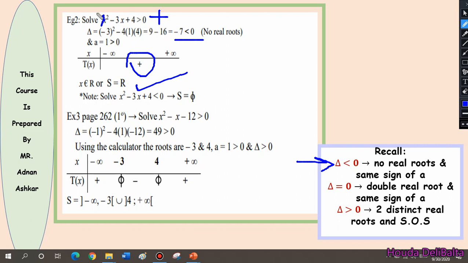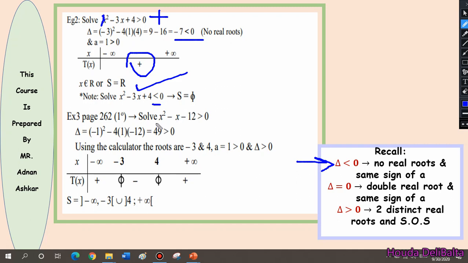Now note, if the question was to solve x squared minus 3x plus 4 less than 0, and the sign here is positive, so if I need it where it is negative, and the sign is positive, then directly we say that the solution is phi, the empty set, because the sign of this quadratic form is positive, and we need it when it is negative, and that's a contradiction. Then the solution is phi, the empty set, which means no real solution for this inequality.